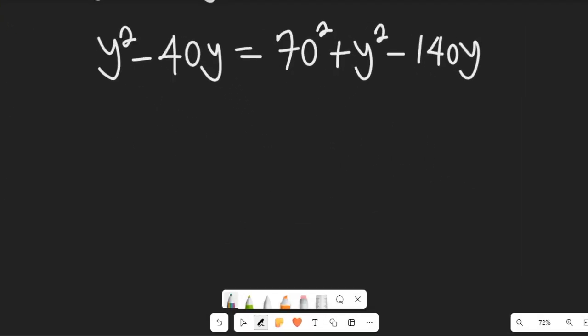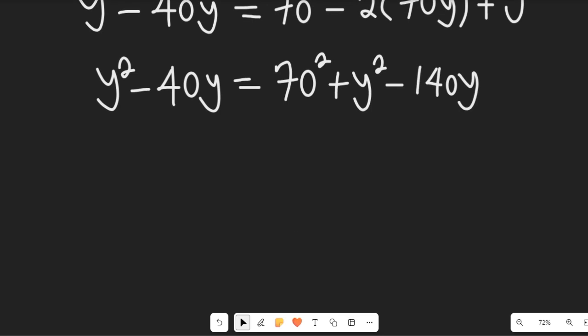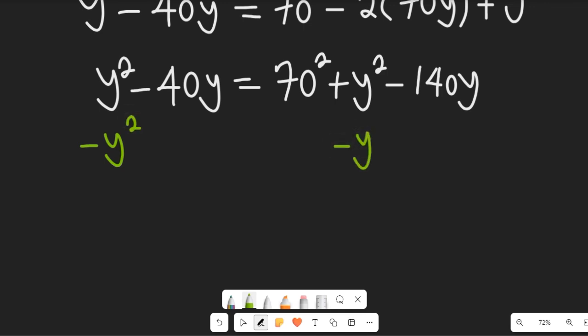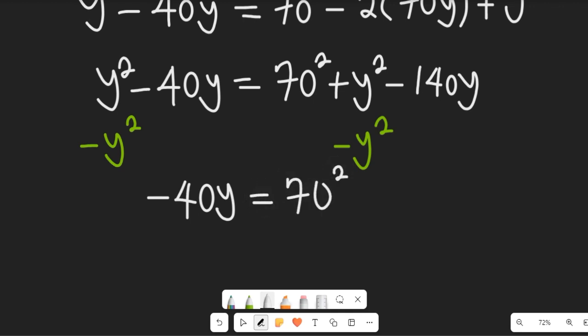So from this expression, let us clear y squared from both sides. So if we subtract y squared from both sides, since we have y squared in both sides, this will clear this, and this will clear this, and then we'll be left with minus 40y to be equal to 70 squared minus 140y, right?